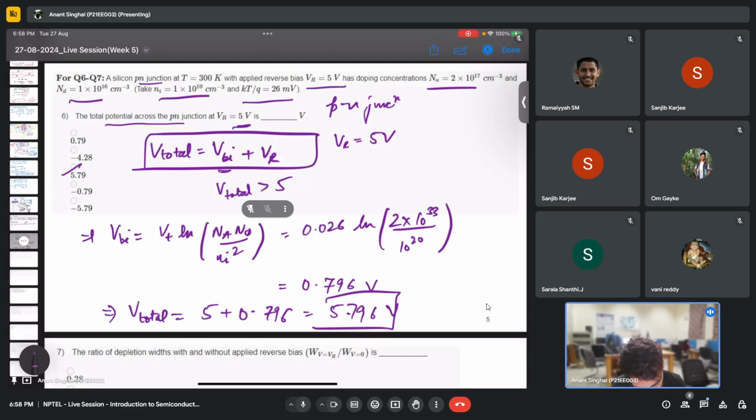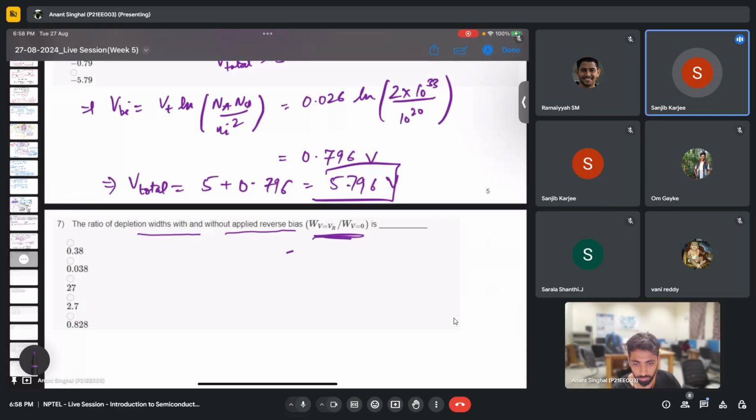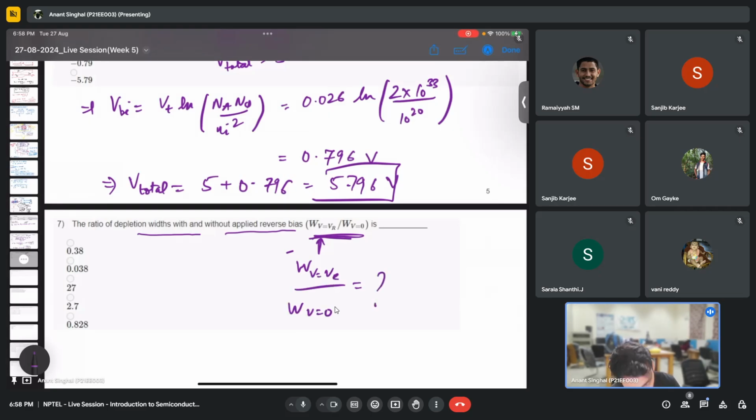This was very straightforward. For this same question, you need to calculate the ratio of the depletion width with and without the applied reverse bias. I hope you understand the question. Do you understand this question? Please let me know if you understand the question. Yes, sir. Fine then. The upper thing is when the voltage is applied, and the lower is when the voltage is not applied. So you need to find the ratio. This is again very straightforward. Maybe you can take 2 minutes and let me know your answers in the chat box.